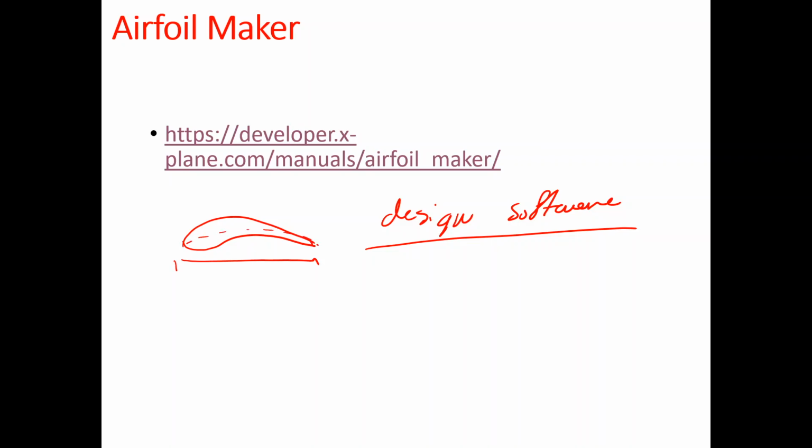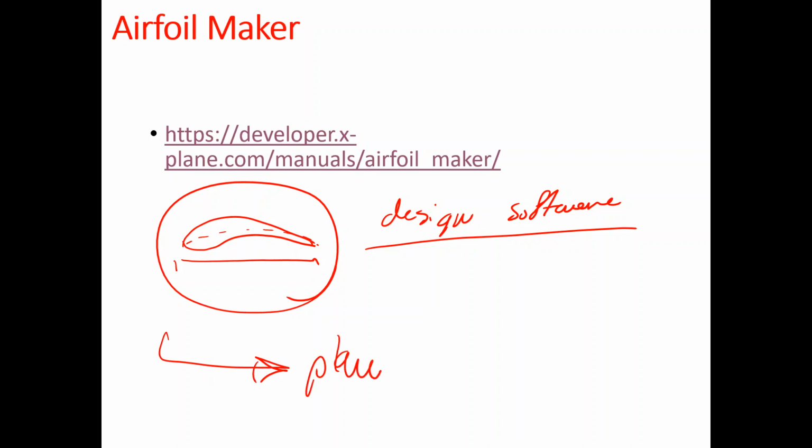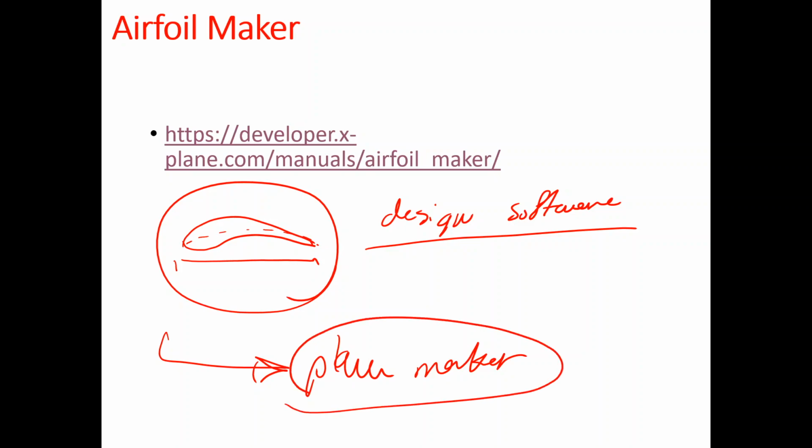And then when you have designed a new airfoil, you can go to the Playmaker software, design a new aircraft, and tell the Playmaker software to use this new airfoil that I have designed, right? So that is the idea. If you want to design a new airfoil, this is how you test it. You go to the Airfoil Maker, you design the airfoil. Over there, very simple design.